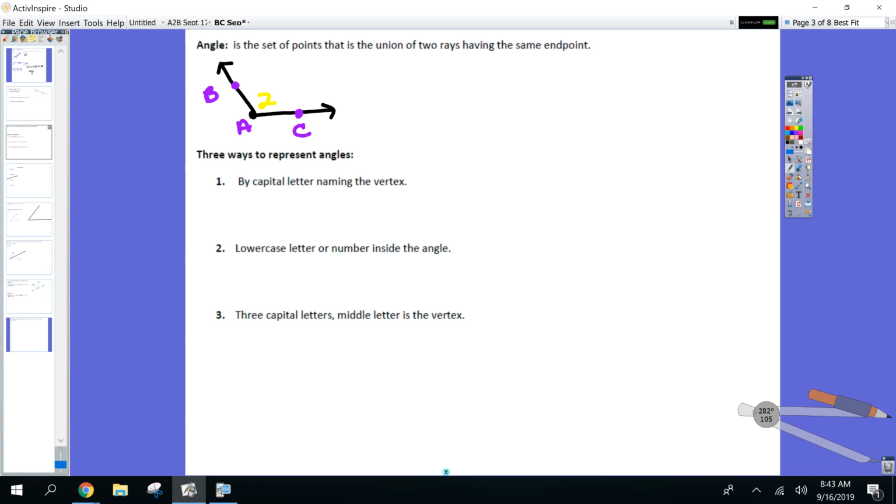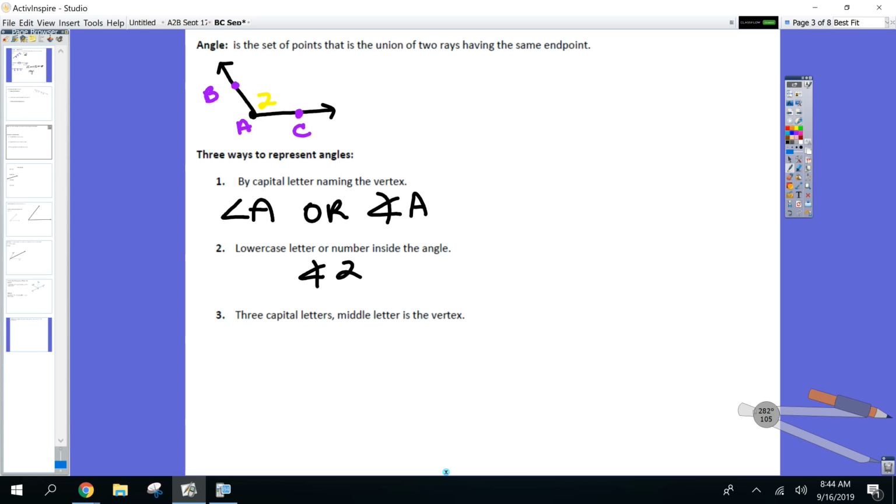Symbol for angle. Angle A. Sometimes you'll see me write that. Sometimes you'll see me write this instead, whatever floats your boat, guys. I like this way, a little fancier for me. You could also name it if there's a lowercase letter or number inside the angle, which in this case I put a what? Angle. You could call that angle 2.